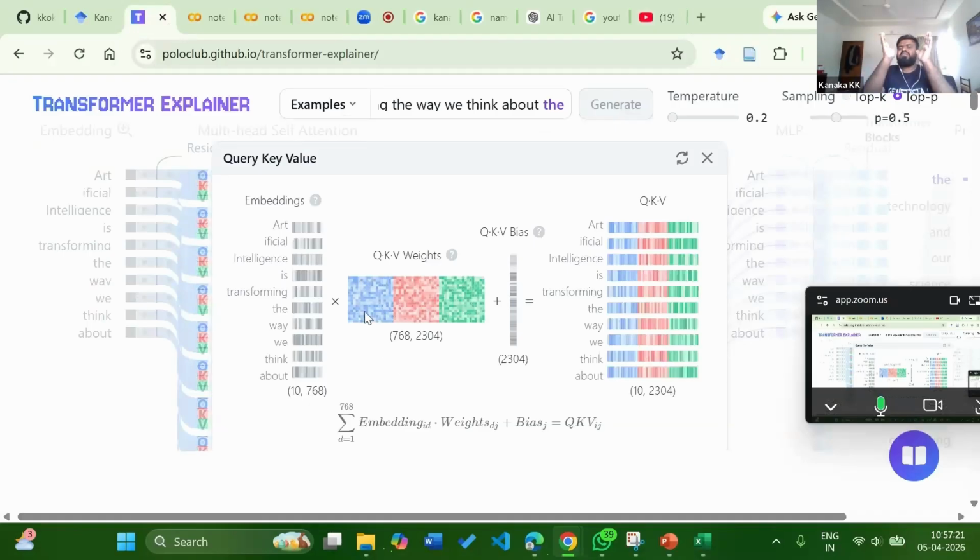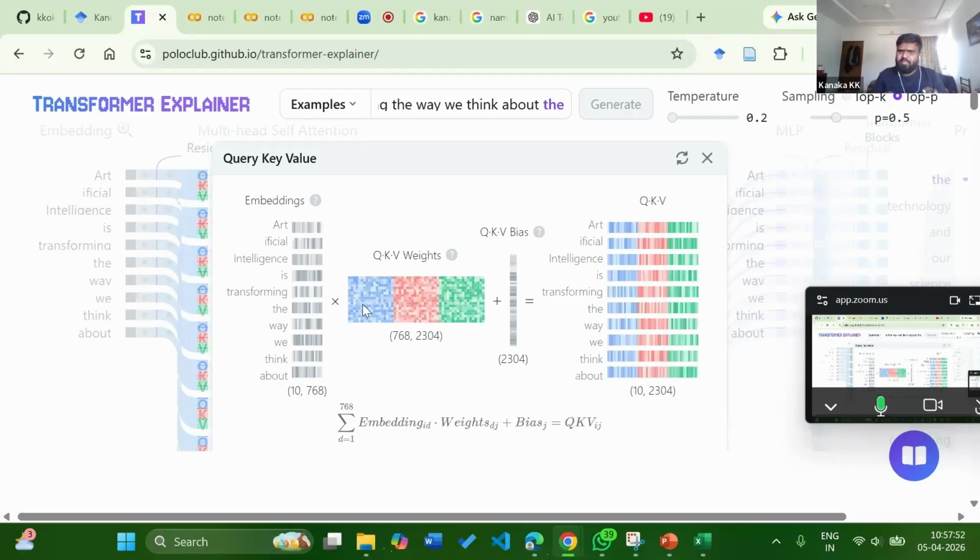Now, what is the dimension of each matrix? What is the dimension of the query matrix? What is the dimension of the key matrix? And what is the dimension of the value matrix? We'll understand. The dimension of the query matrix is 768 multiplied by 768. Simple. How many features are there in our data? For example, in GPT-2, the number of features is 768. So the dimension of the query matrix is simply 768 comma 768.